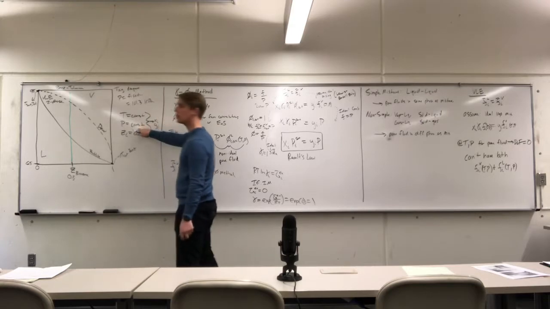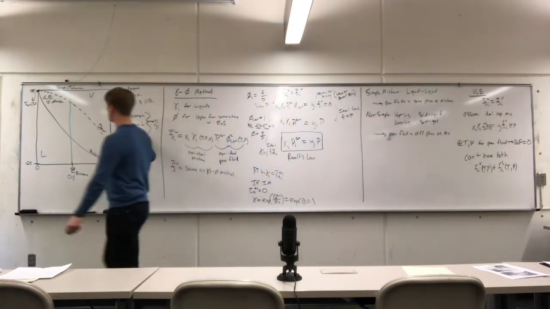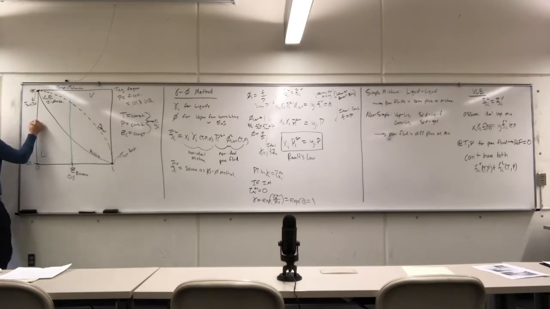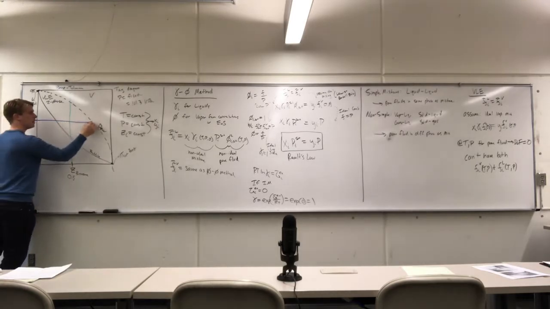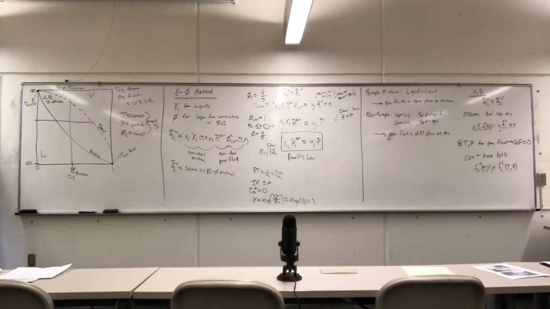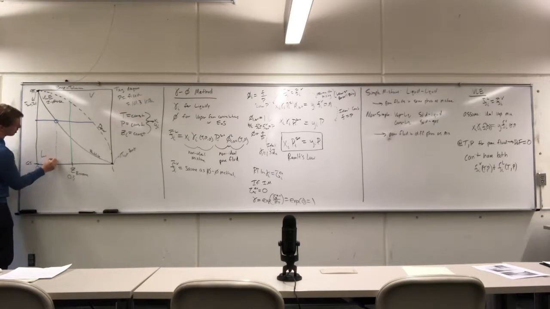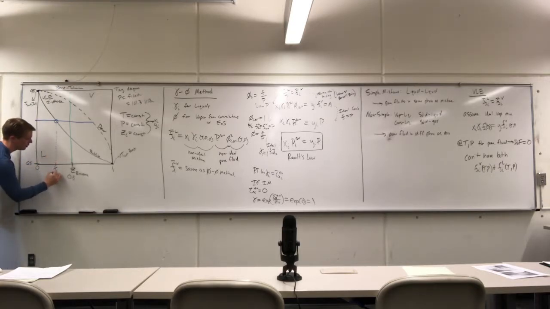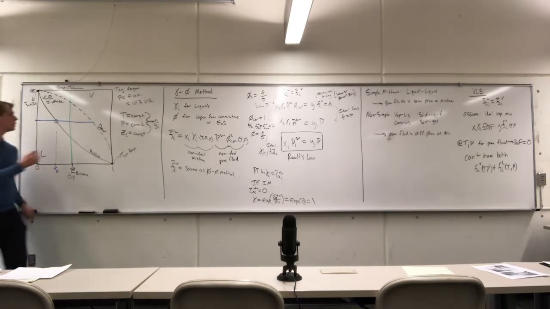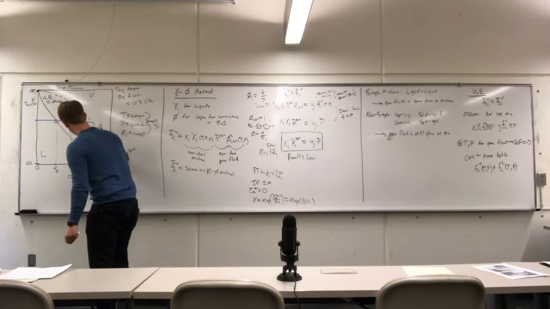Now, pressure constant, that's already satisfied on this diagram. Temperature being constant, that means I draw a horizontal line. Now, this tells us everything I need to know about the system. This point right here tells me my benzene mole fraction in the liquid phase, X. This point right here tells me my benzene composition in the vapor phase, which is Y.